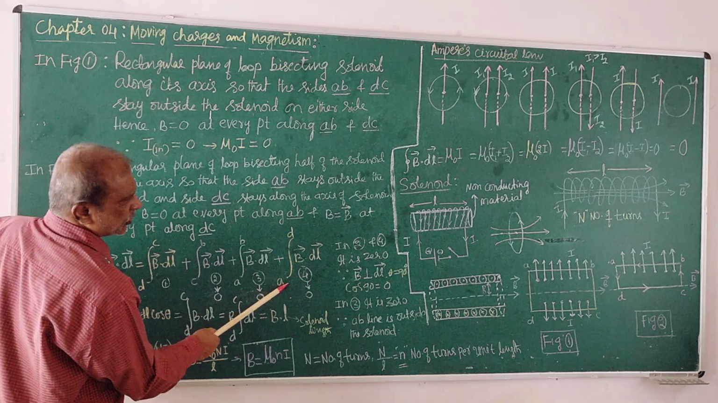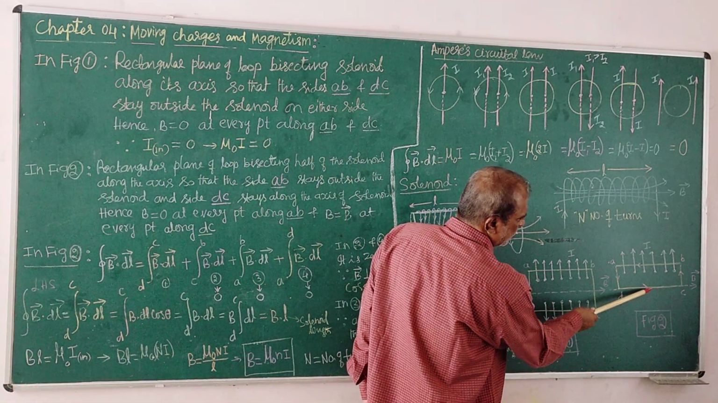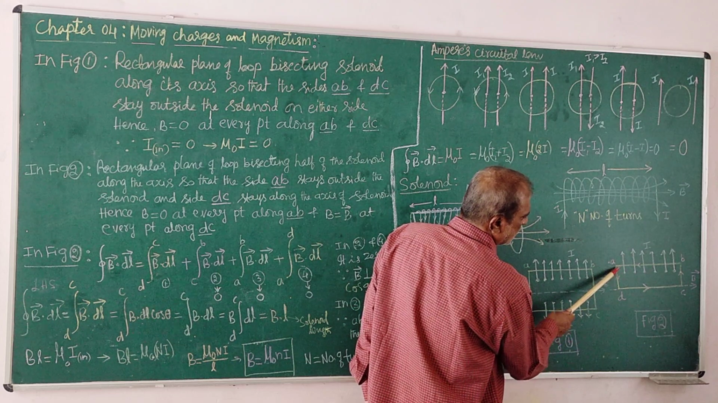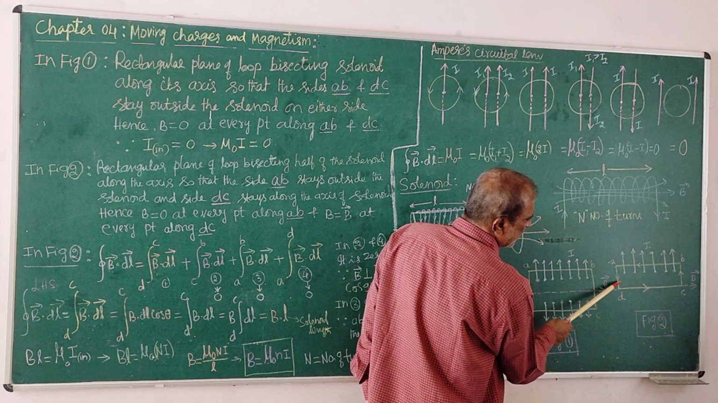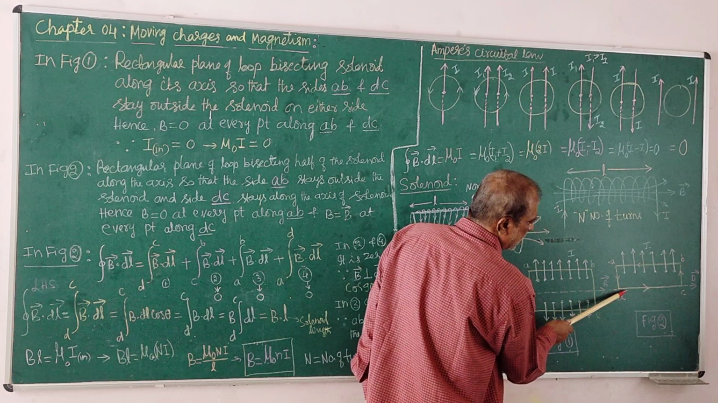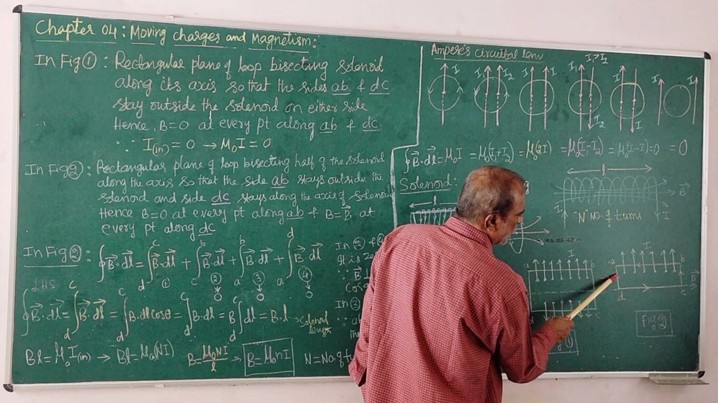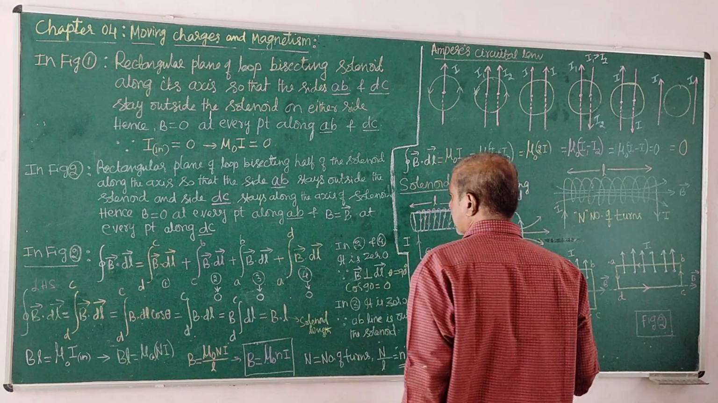Similar case for A to D. This line is perpendicular to the magnetic field. So the dl elements along this direction and the field direction are perpendicular. Again, the contribution is 0. Magnetic field due to this line is 0.